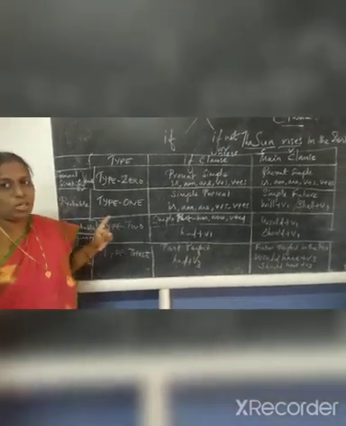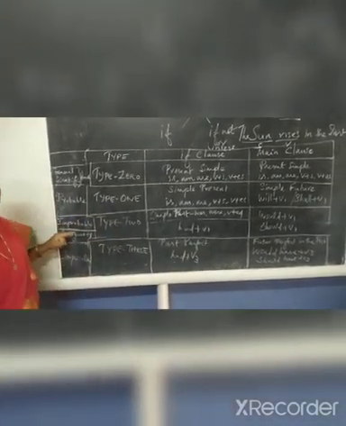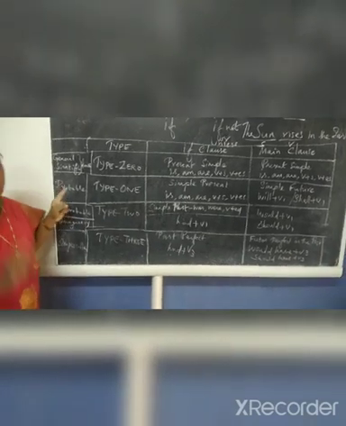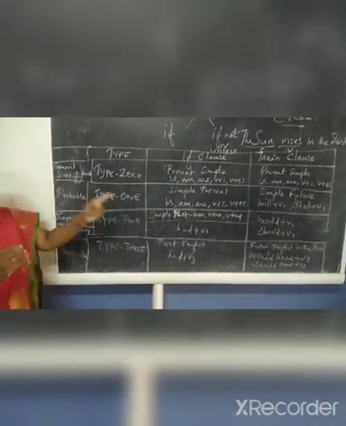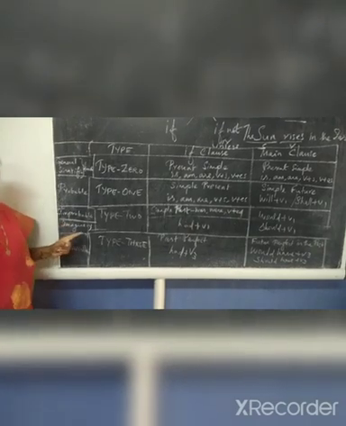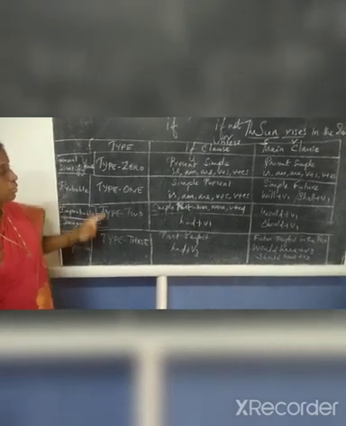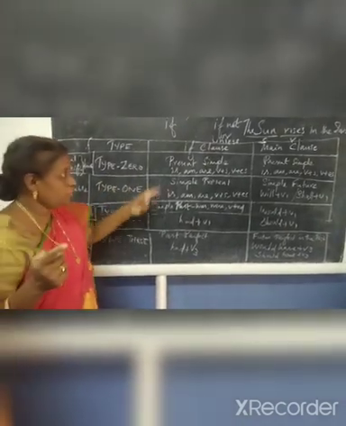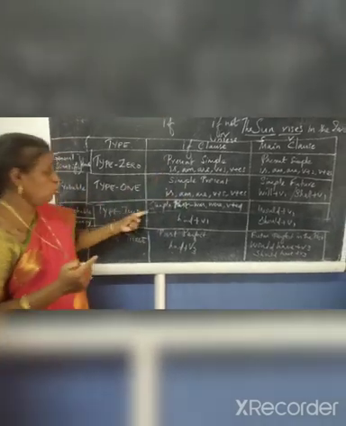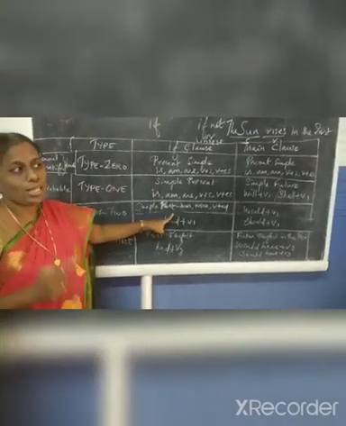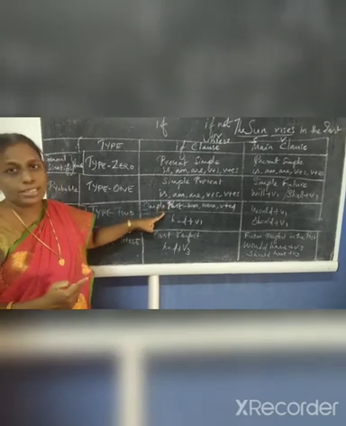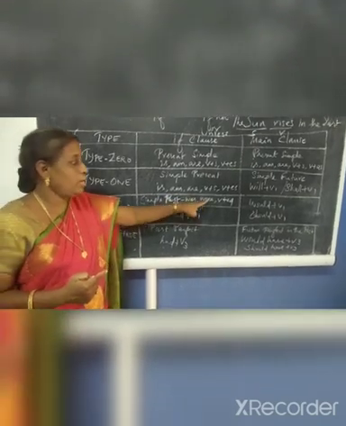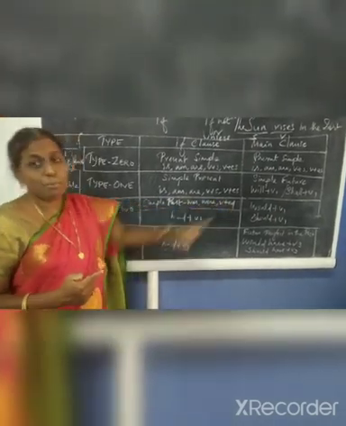What is type 2? Improbable or imaginary. Probable, I already told you, means real thing. Here improbable means unreal or imaginary. So we can use these tenses for this clause. Type 2, simple past tense. What are the verbs which can be used for simple past tense? Was, were, V plus ed. V plus ed means what?